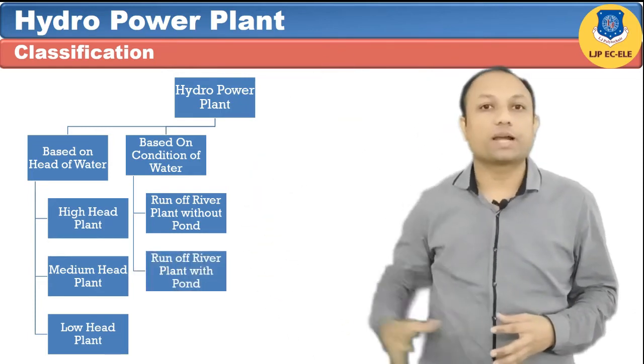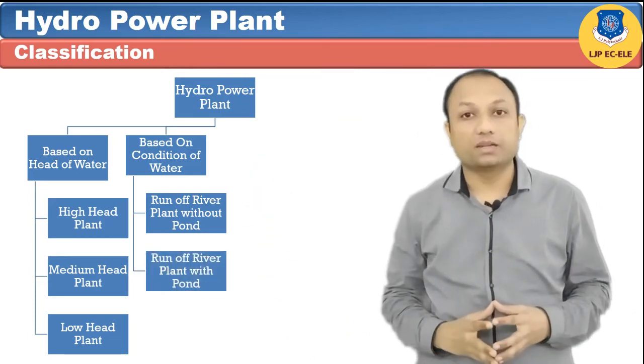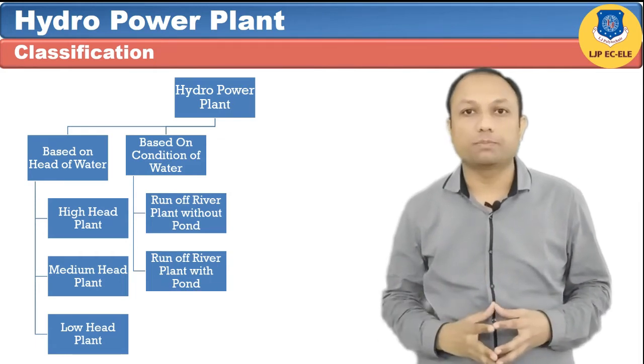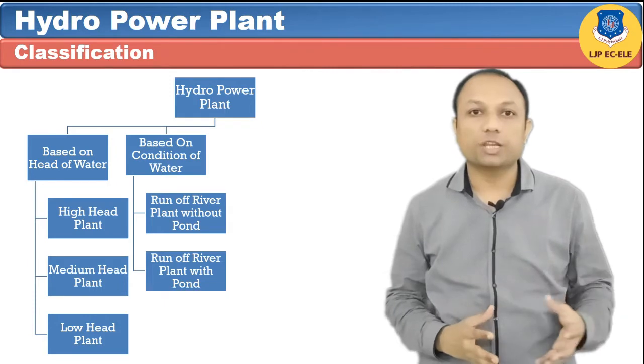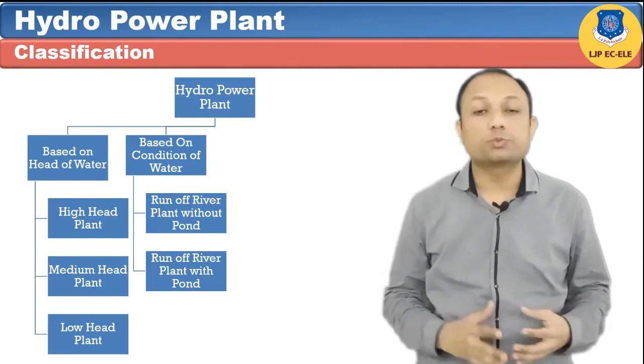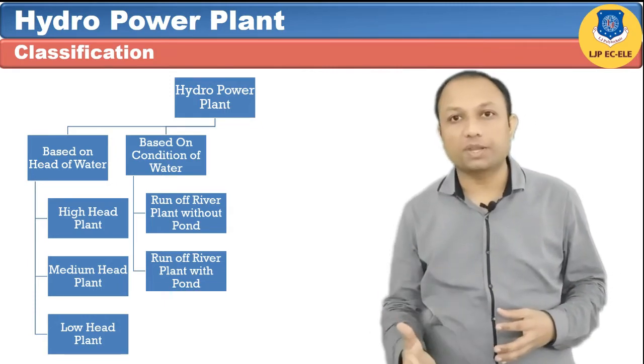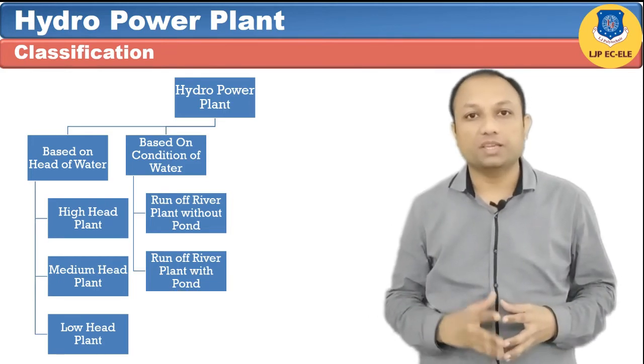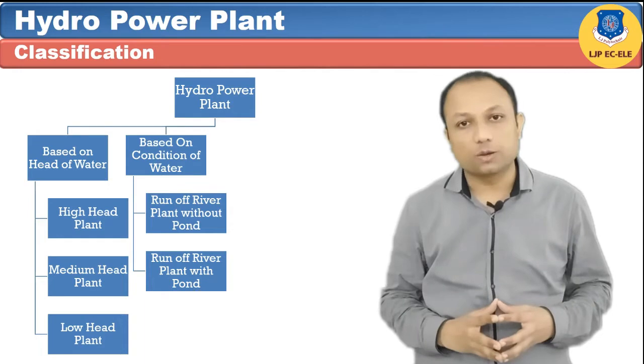Second, runoff river plant with pond. In this plant, the available water from the river or lake is stored in pond. Due to this, the storage water in the pond, it is useful to run the plant during off period or peak period. The capacity of such type of plant is depend upon the size of pond.